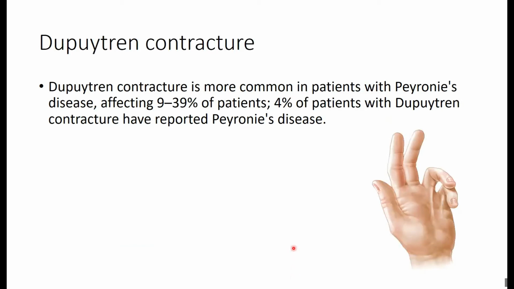Dupuytren's contracture is also a risk factor for Peyronie's disease. It is more common in patients with Peyronie's disease, affecting 9 to 39% of patients. 4% of patients with Dupuytren's contracture have been reported to have Peyronie's disease.